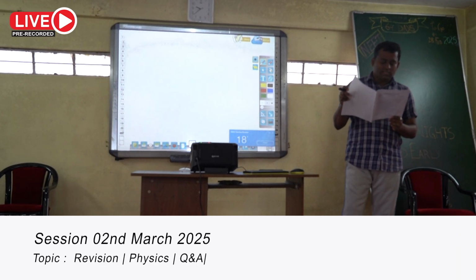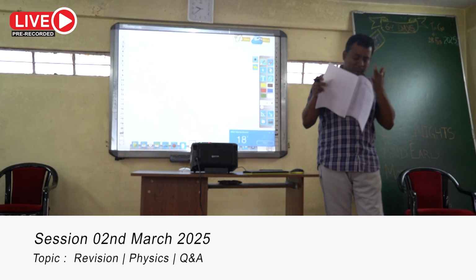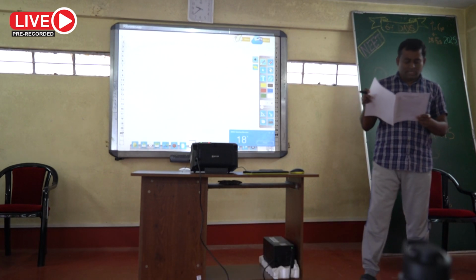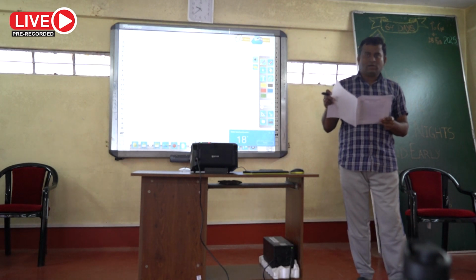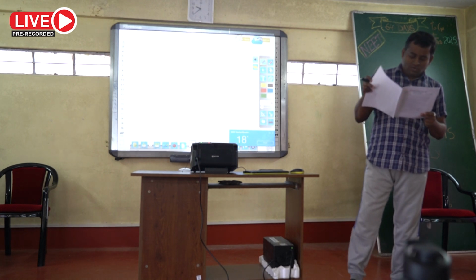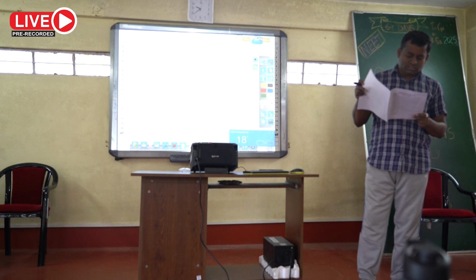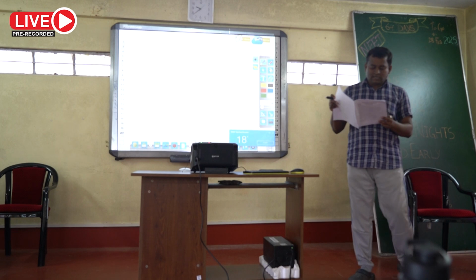In the circuit shown in the figure, the reading of voltmeter V1 is V1 when only S1 is closed. The reading of the voltmeter is V2 when S2 is closed. And the reading of the voltmeter is V3 when S3, S1, S2 both are closed. Then you have to find the correct relationship.